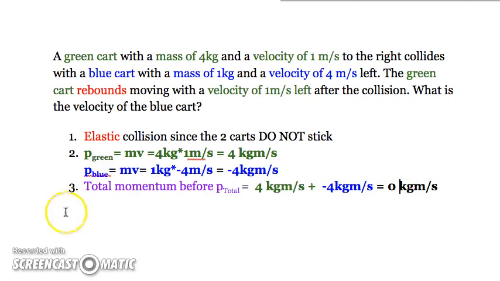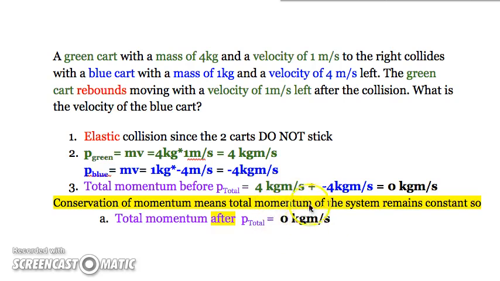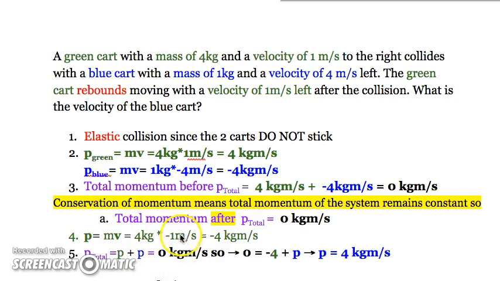Now, conservation of momentum tells us that the momentum before is the same as the momentum afterwards. So afterwards, we know we're still going to have 0 kilogram meters per second. However, the green cart rebounded left, so it bounced back left. That means if there's 0 kilogram meters per second overall, the blue cart must be moving right. Let's see how fast. The green cart is moving at negative 1 meter per second, so 1 meter per second left. So that's a momentum of negative 4 kilogram meters per second.